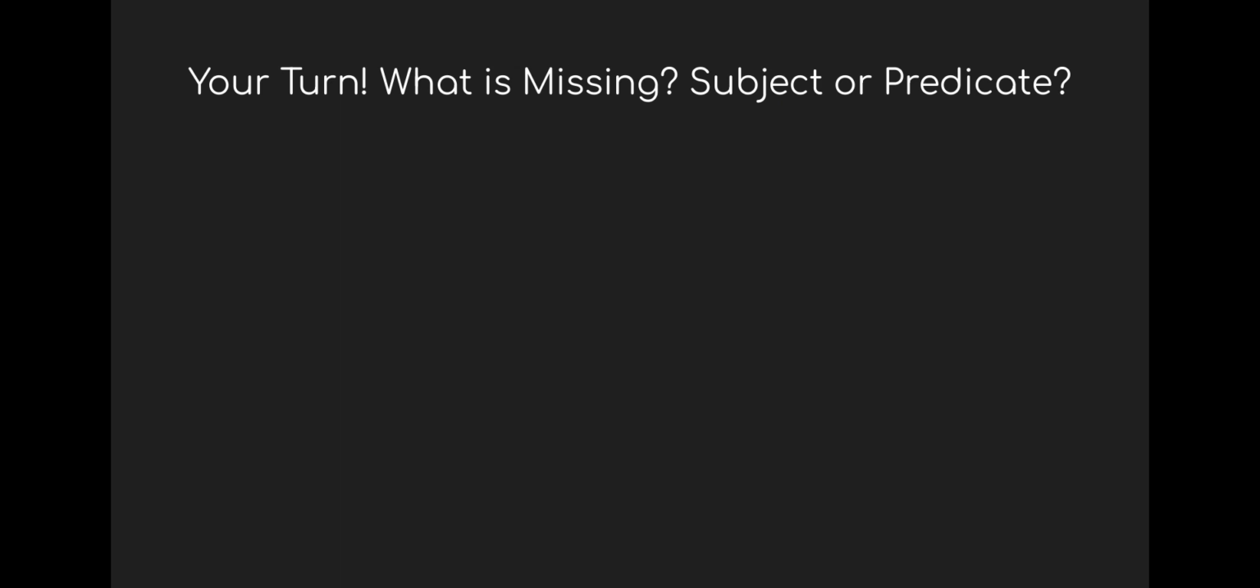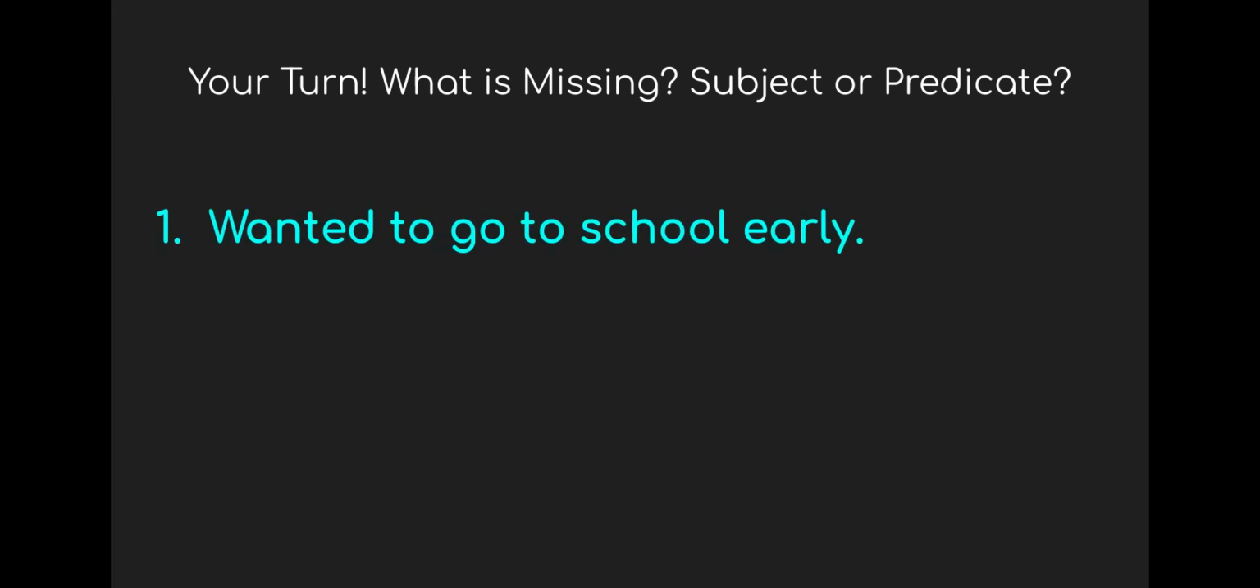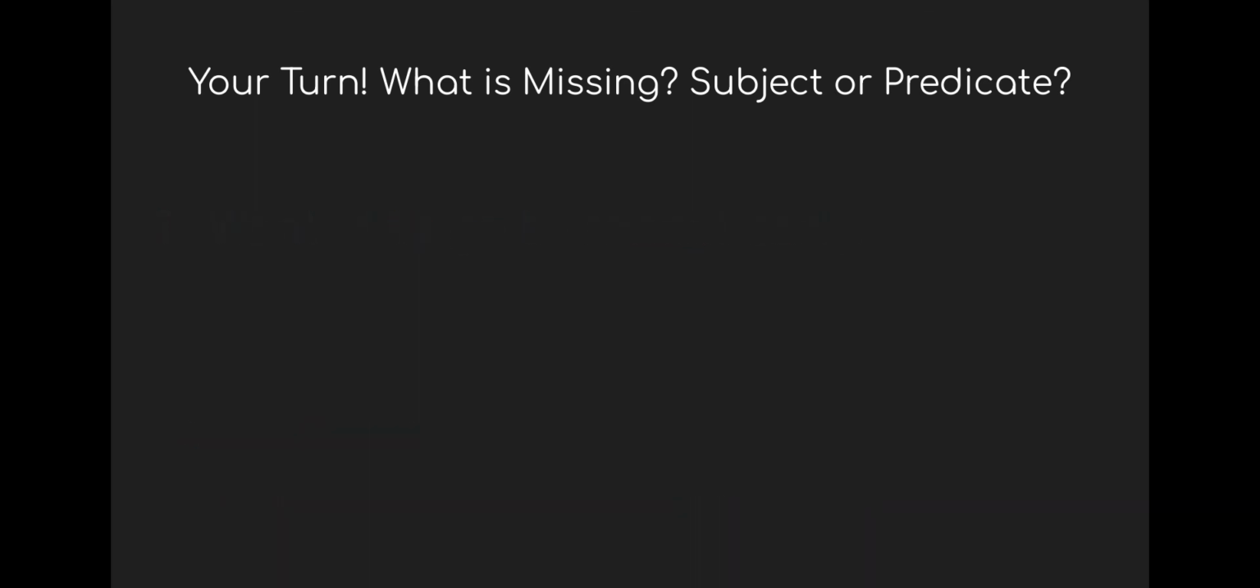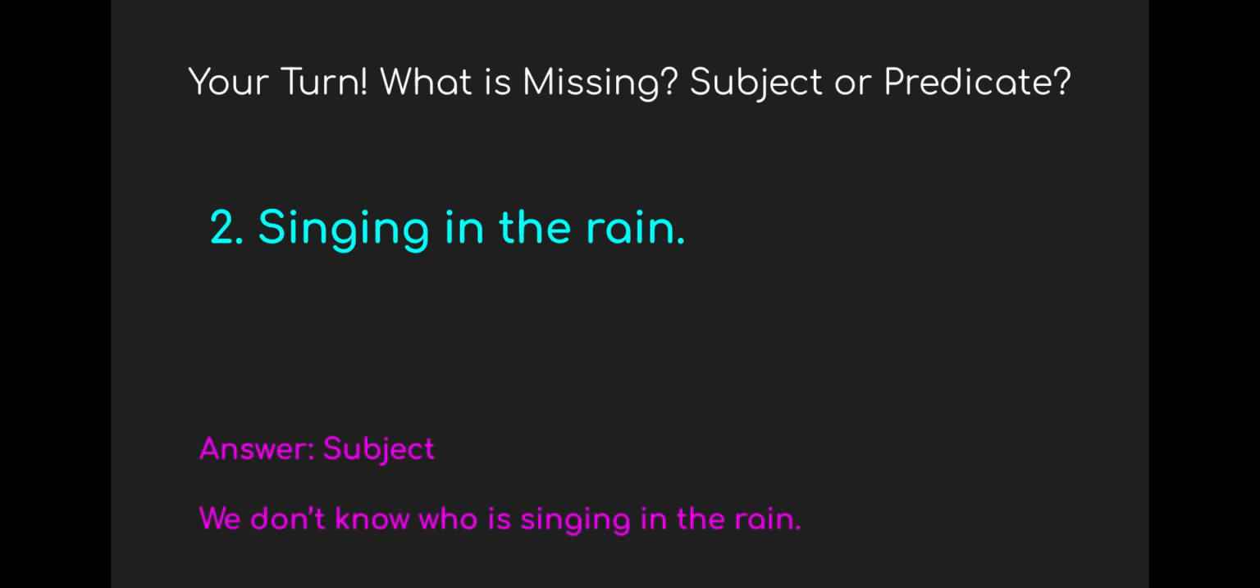All right, so we have 5 phrases for you to decide whether or not they're missing the subject or predicate. Number 1, wanted to go to school early. Okay, if you said it was missing the subject, you would be correct. We don't know who wanted to go to school early. Number 2, singing in the rain. Answer, subject. We don't know who is singing in the rain.